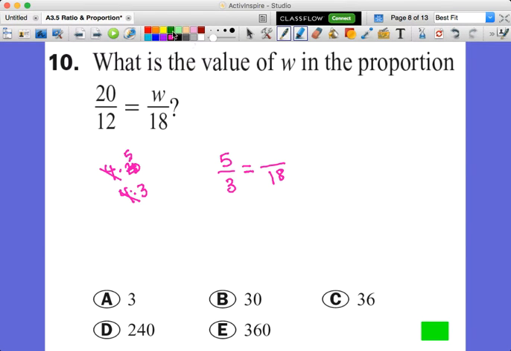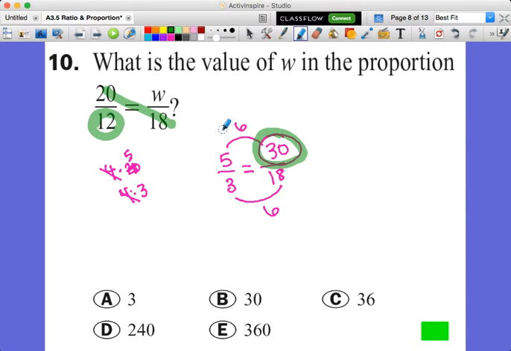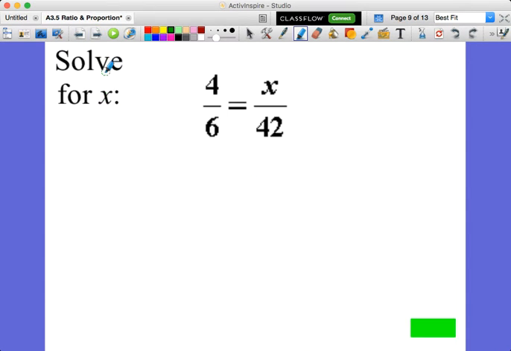Well, how do I get from thirds to 18ths? Cut each group into 6. So this is a unit rate of 5 thirds. I'm going to figure out that 3 goes into 18 nicely 6 times. So 5 times 6 is 30. Another way to do that is just that cross product. 20 times 18 divided by 12 will still get you 30. You can always use that in a pinch.